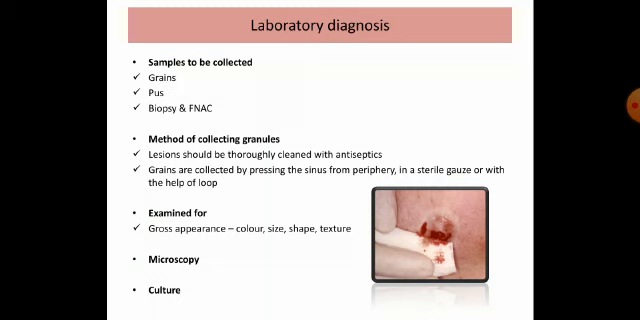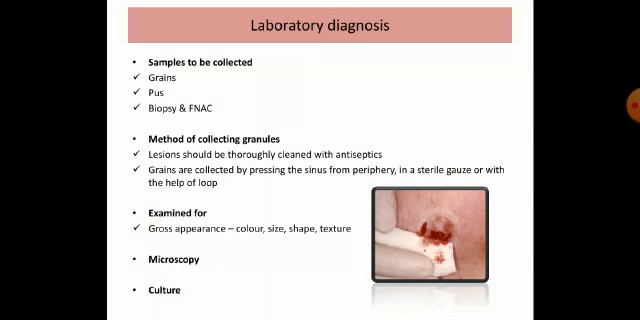For the lab diagnosis, the samples that can be collected, first of all, are the grains from the discharge. Grains are nothing but the granules. If there is pus discharge, we can collect that. Sometimes from the tumor mass we can also do a biopsy and FNAC. For collecting the granules, the lesions should be thoroughly cleaned with antiseptics. The grains are collected by pressing the sinus from the periphery onto a sterile gauze, or with the help of a loop they can be pulled out from the sinus. They should be examined for their gross appearance like color, size, shape and texture. We then subject them to microscopy and culture.